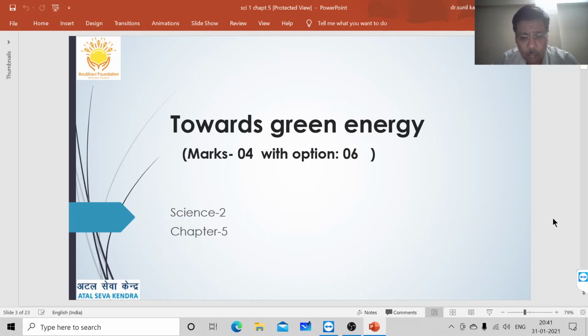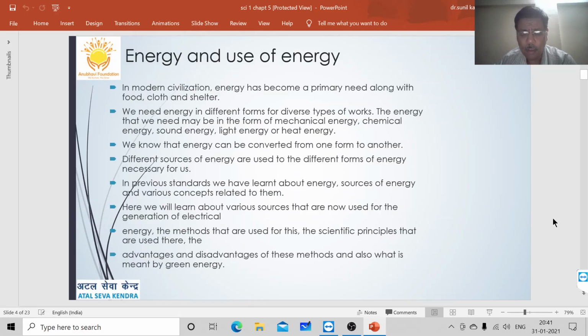Okay, so when we are coming to this chapter, let's talk about towards green energy, and we'll understand this better by understanding what is energy. We have been seeing that we are using energy now. Actually, from the point of view of physics, energy is said to be the capacity to do work, but we require energy: light energy, electrical energy, sound energy. There are so many types of energy, that is mechanical energy and so on. In our modern civilization, energy has become a primary need along with food, cloth and shelter.